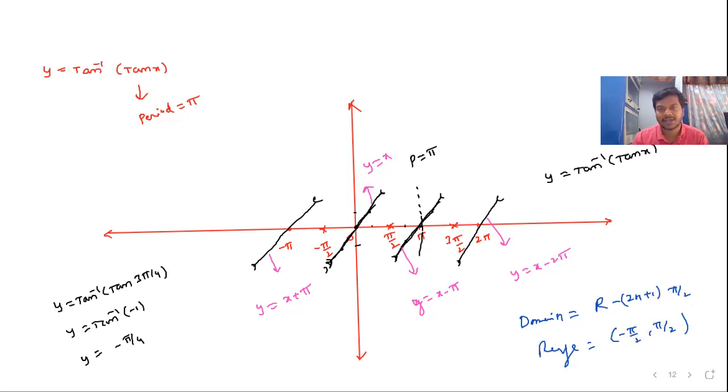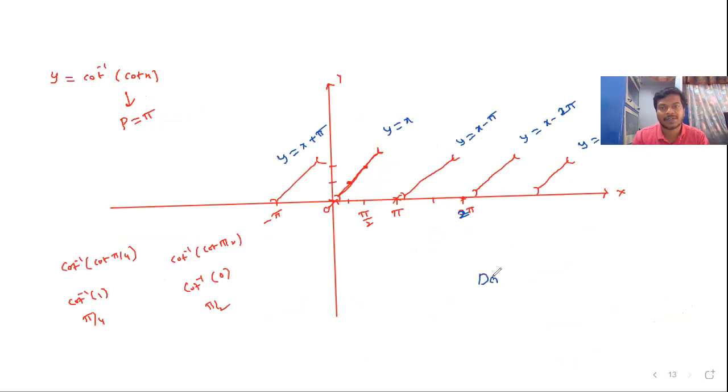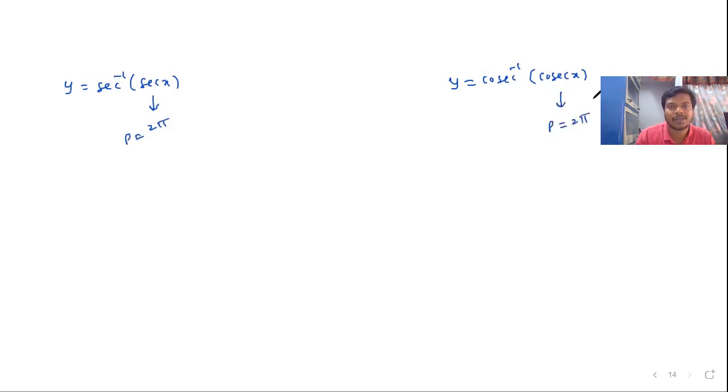Next graph, cot inverse of cot x. And what is the domain? The domain is the set of all real numbers, and the range is from 0 to pi, open interval. Next, we go for the graph of y equal to secant inverse of secant x, and next, y equal to cosecant inverse of cosecant x. Clearly, it is of period 2 pi, so draw the graph in the interval 0 to 2 pi and then extend.